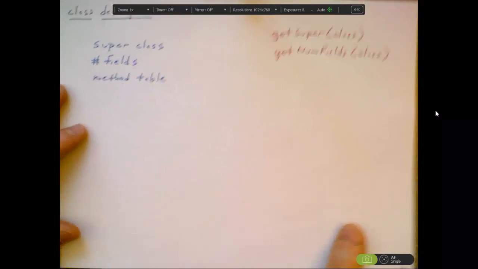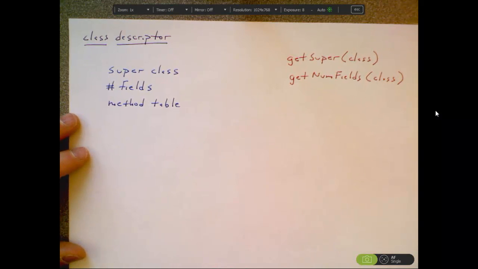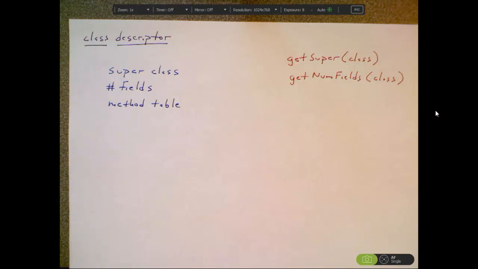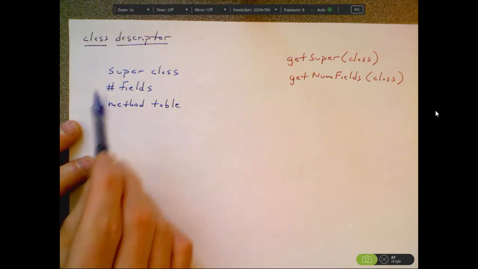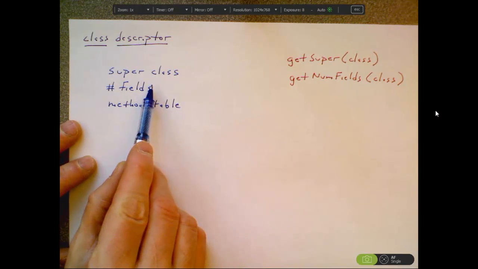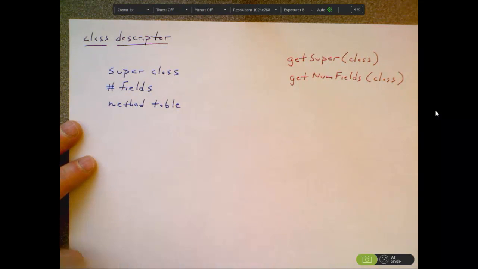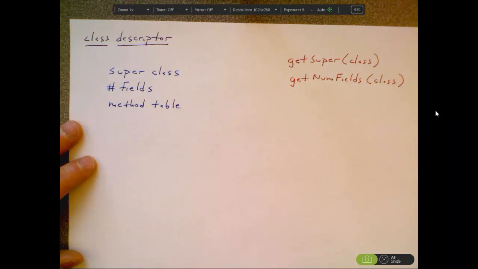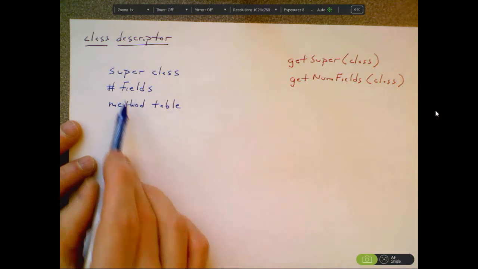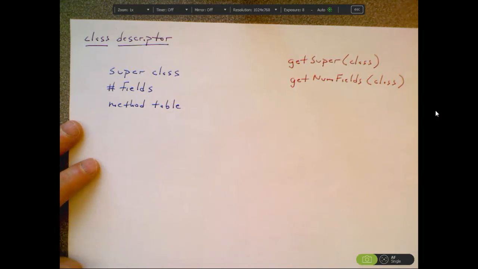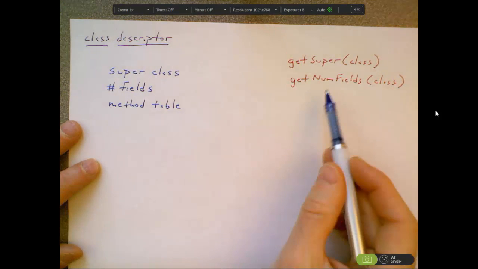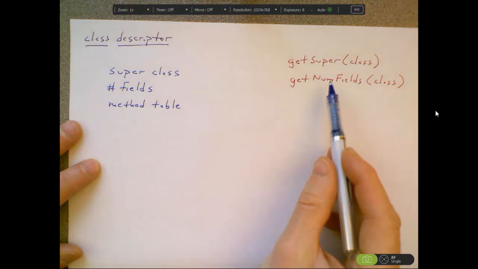Let's look at class descriptors. Okay, a class descriptor. So the information about a particular class, the first thing will be the superclass. This again will be the class descriptor address of the superclass. And there's the number of fields, then there's a method table. And again, in our interfaces, there's two functions to access those first two fields.